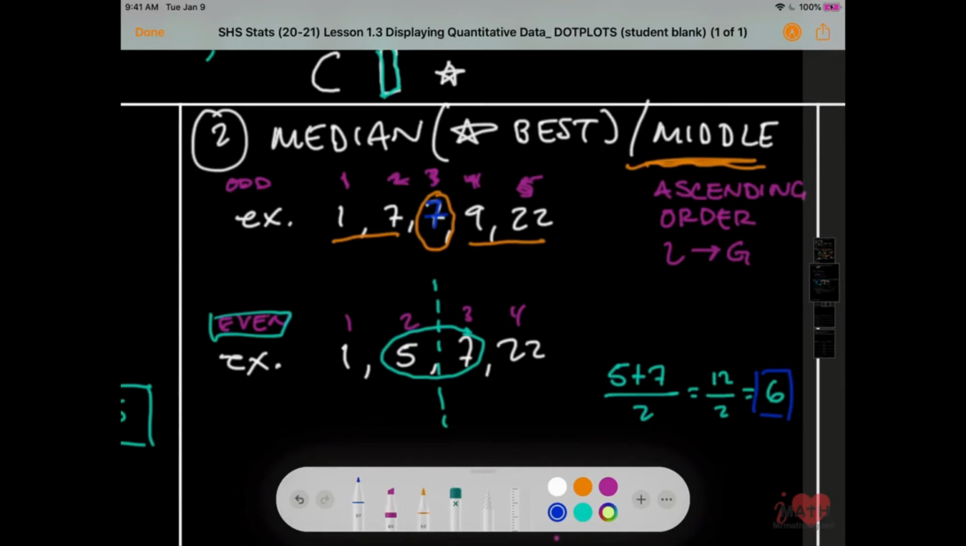Now you might say there is no 6 in the list of numbers, and that's correct. But to find it on an even set of data, you're going to have to find the average between those two numbers. So again, the first example was odd because there were 5 numbers. But in the second example, I had 4 numbers, and you have to find the average of those two because there is no middle number there.